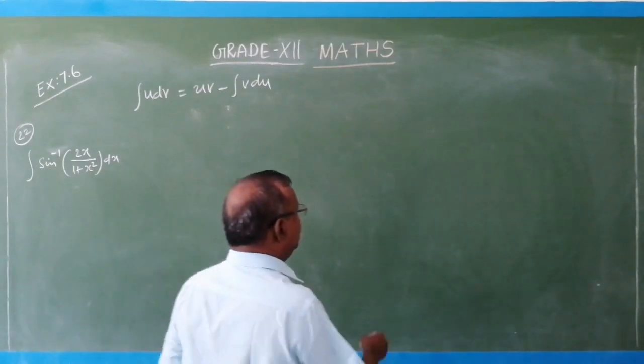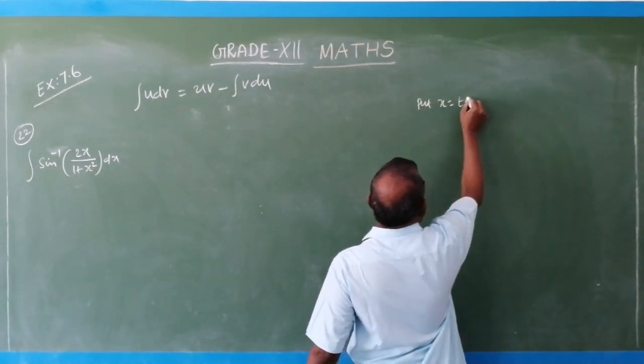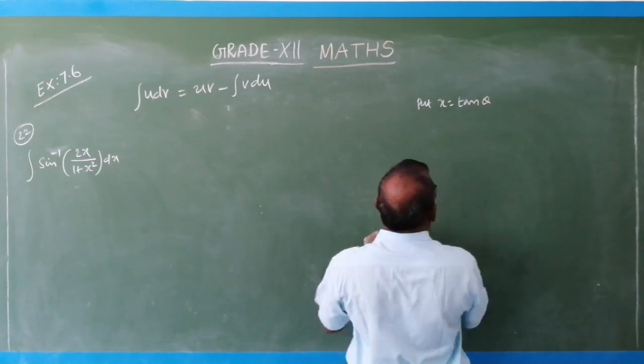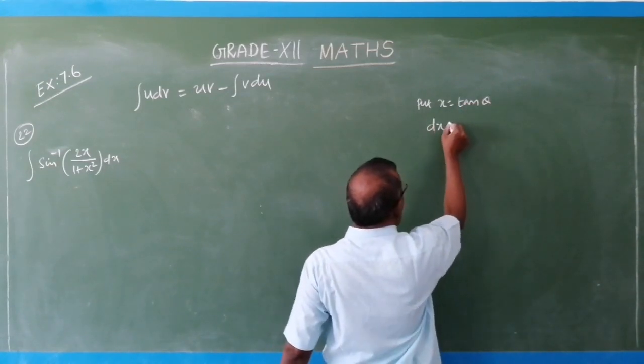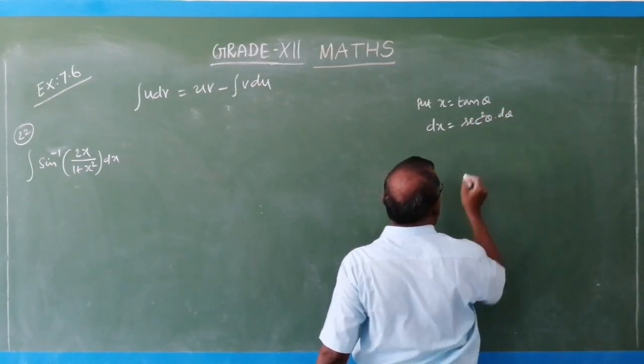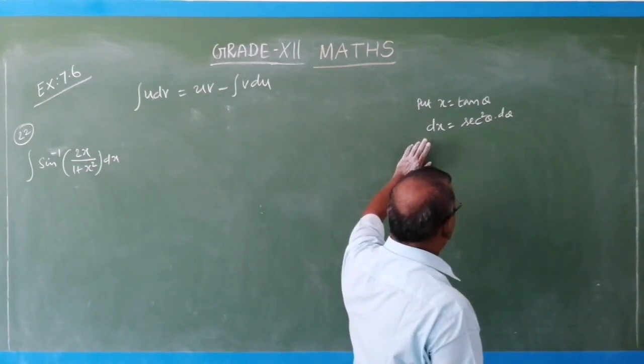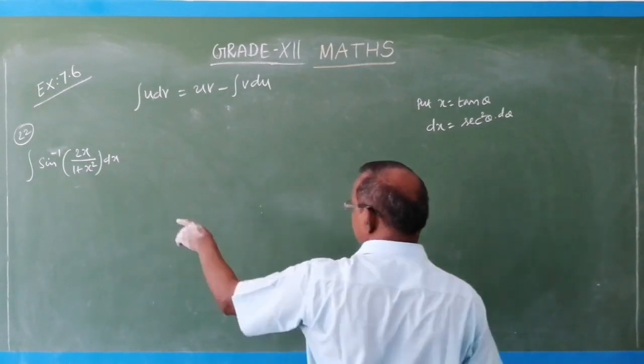Now, put x equal to tan theta. So, differentiating, we have dx equal to secant square theta into d theta. X equal to tan theta means dx equal to secant square theta into d theta.